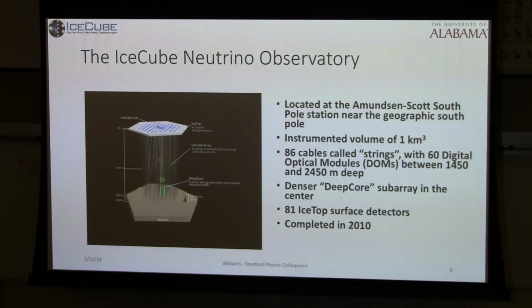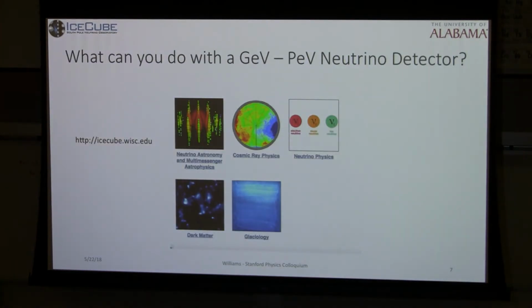There are 86 of these strings, and each of them has 60 sensors, which are called digital optical modules, or DOMs for short. The detector was completed in 2010, commissioned in spring of 2011, and it has been running continuously since then. We have over 99% uptime. We run 24 hours a day, 7 days a week, 365 days a year. So we cover a very broad range of physics in IceCube.